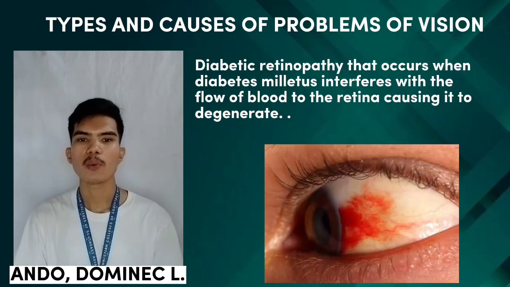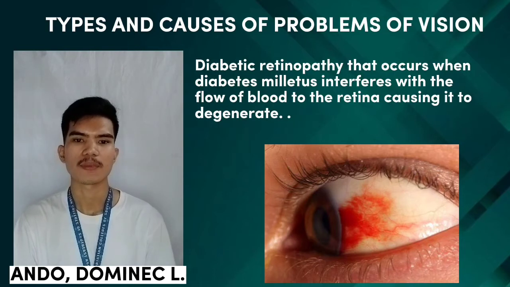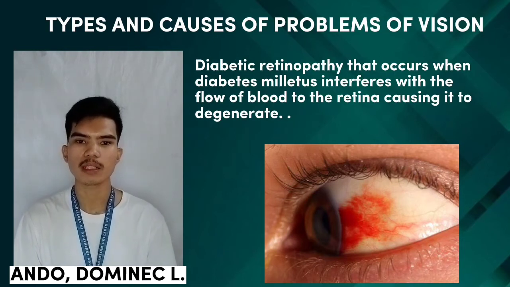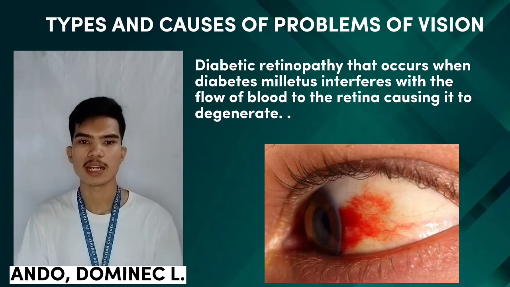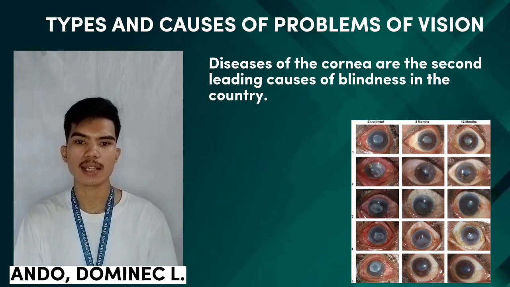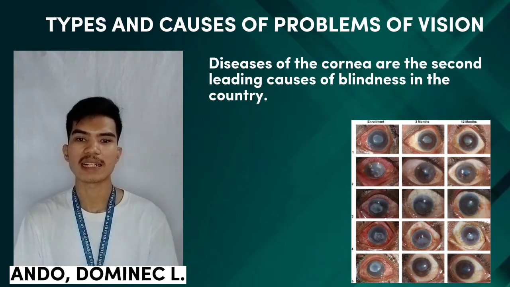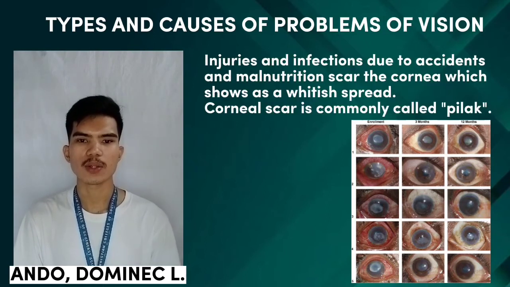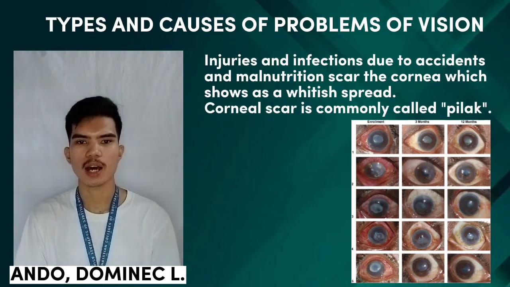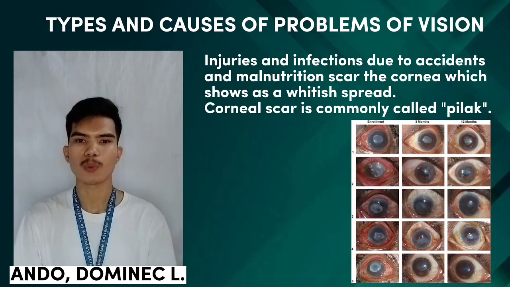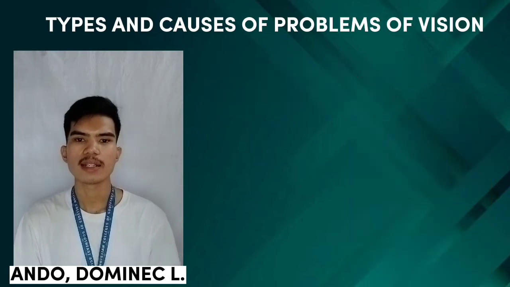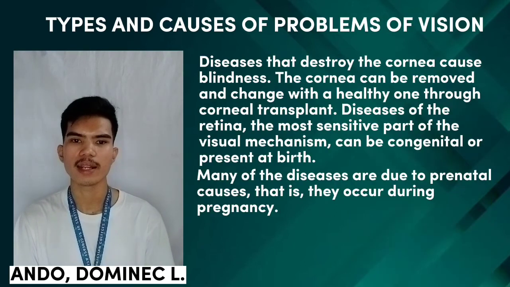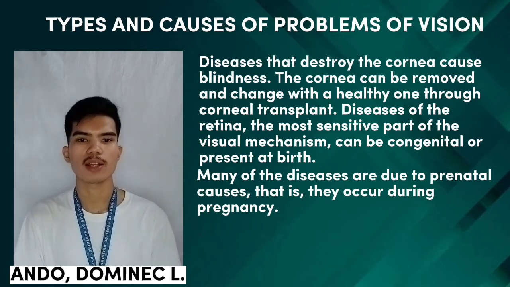On the other hand, we have diabetic retinopathy, which occurs when diabetes mellitus interferes with the flow of blood to the retina, causing it to degenerate. Diseases of the cornea are the second leading cause of blindness in the country. Injuries and infections due to accidents and malnutrition scar the cornea, which shows as a whitish spot. Corneal scar is commonly called pilak. Diseases that destroy the cornea cause blindness. The cornea can be removed and replaced with a healthy one through corneal transplant.